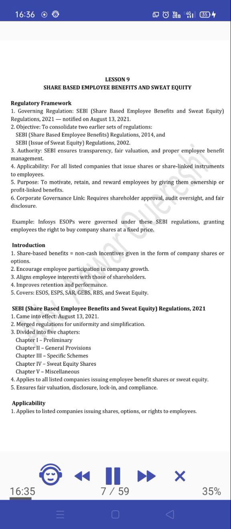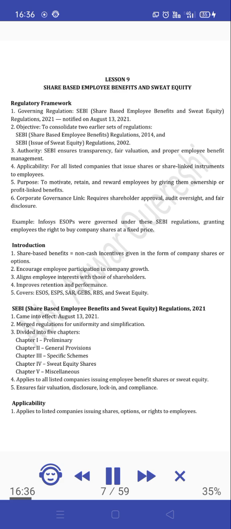SEBI Share-based Employee Benefits and Sweat Equity Regulations, 2021. 1. Came into effect August 13, 2021. 2. Merged regulations for uniformity and simplification. 3. Divided into 5 chapters. Chapter 1. Preliminary. Chapter 2. General provisions. Chapter 3. Specific schemes. Chapter 4. Sweat equity shares. Chapter 5. Miscellaneous. 4. Applies to all listed companies issuing employee benefit shares or sweat equity. 5. Ensures fair valuation, disclosure, lock-in, and compliance.